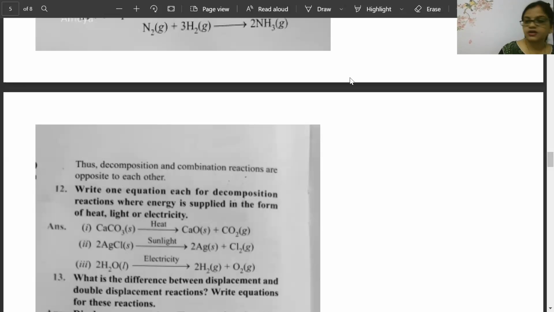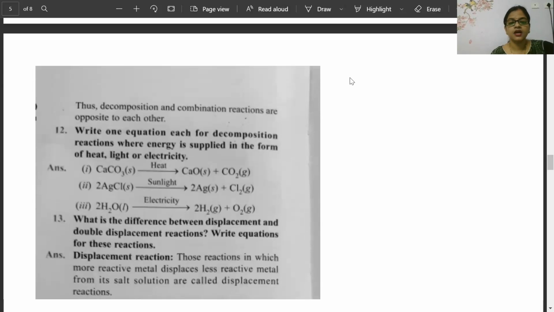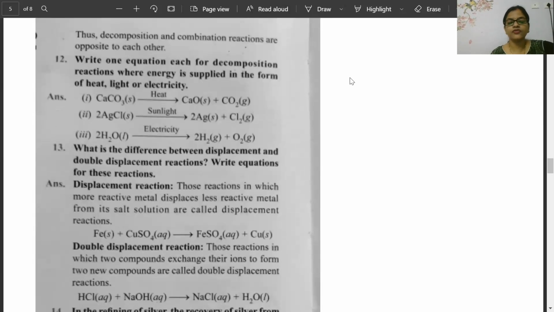Okay, very good. But you have to differentiate better. Here, what you have to do is differentiate between the two. Let's see what type of differentiation they have done. See, mode of writing. Displacement reaction, those reactions in which more reactive metal displaces less reactive metal from its salt solution are called displacement. Example, iron and copper sulfate they have given. So iron sulfate, ferric sulfate, what?